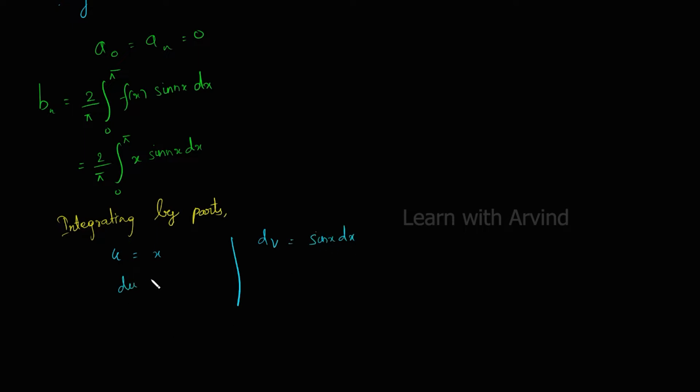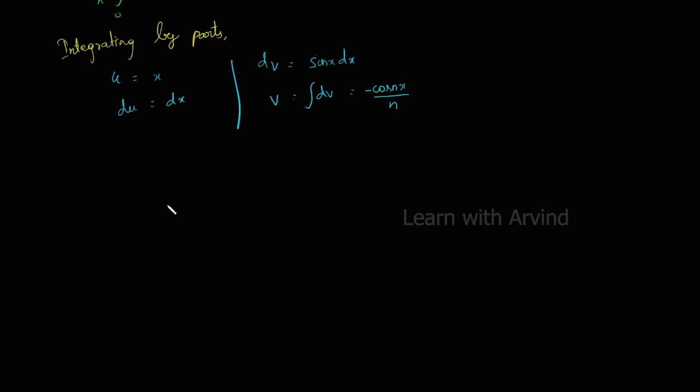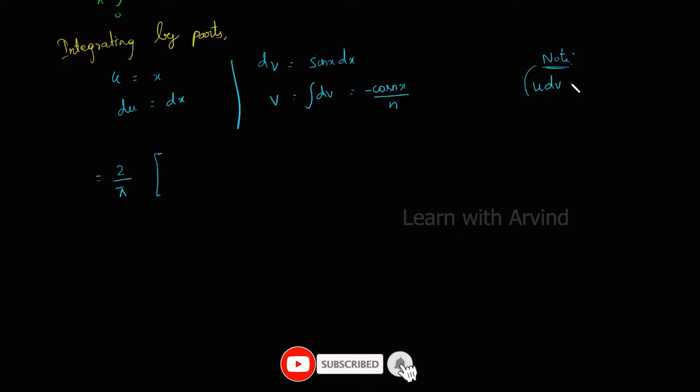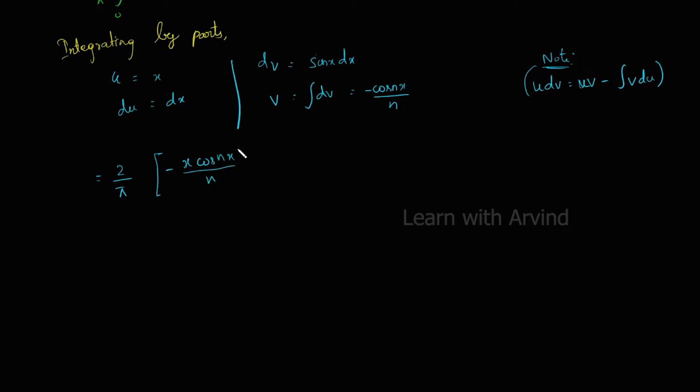Differentiating u, we will be getting du is equal to dx, and integrating dv we will be getting v, which is nothing but minus cos nx, and we will be differentiating nx and put it in the denominator, so it is divided by n. Now substituting these values, we will be getting 2 by pi, u dv is equal to uv minus integral v du.